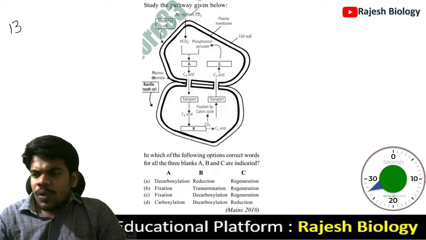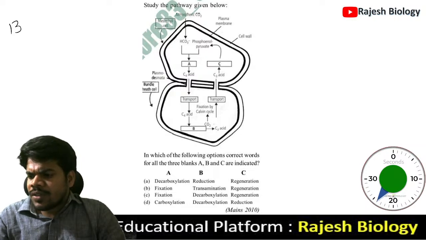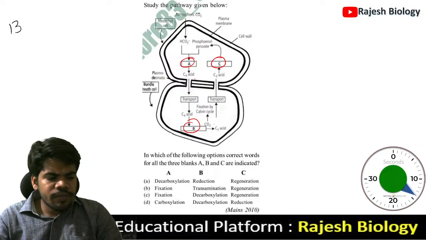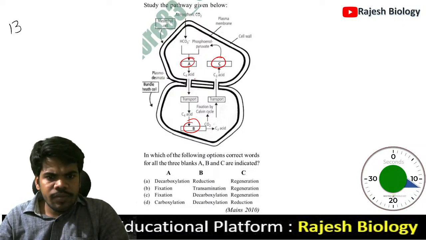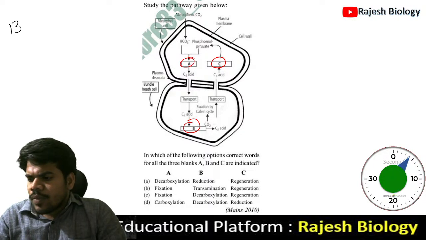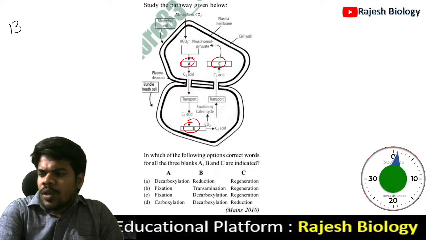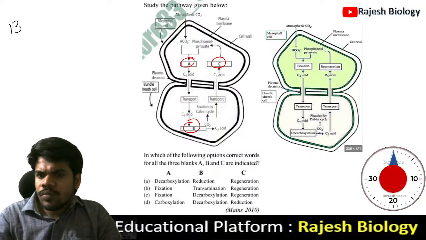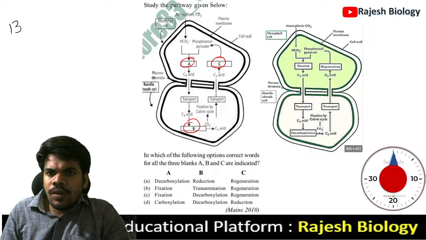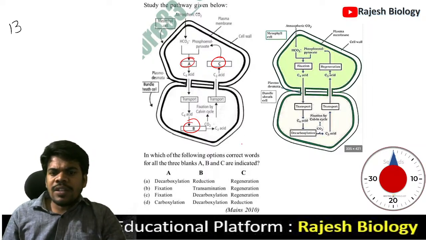I think you observed this in the photosynthesis chapter. In this, we have to find what A, B and C are. For this also, I am going to give the clue. Here, the first one is what? Fixation.